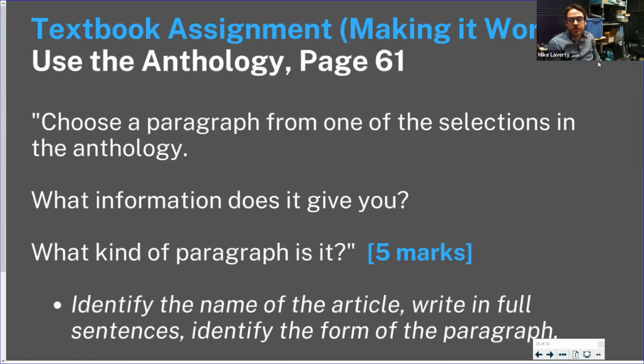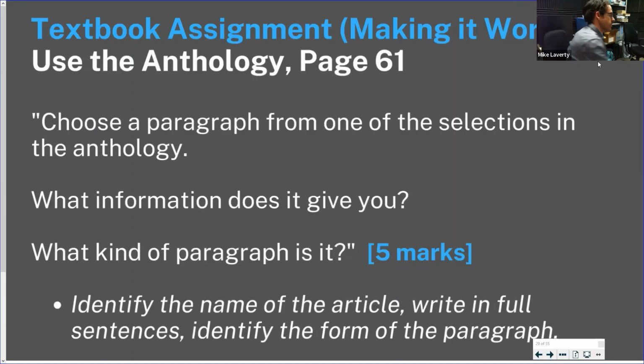The next one, same page, use the anthology, page 61. Choose a paragraph from one of the selections in the anthology. What information does it give you? What kind of paragraph is it? So I need you to identify the name of the article, write in full sentences, and I need you to identify the form of the paragraph.